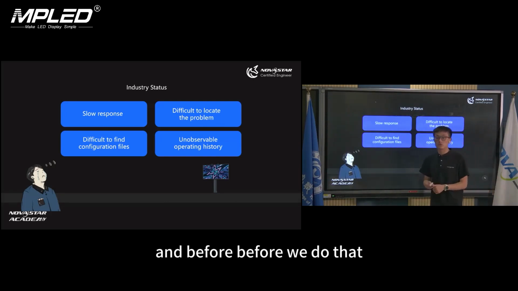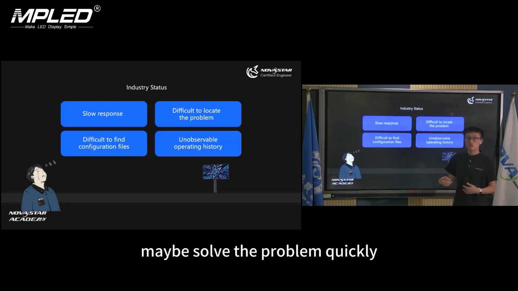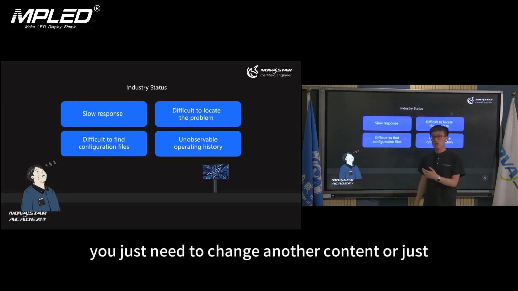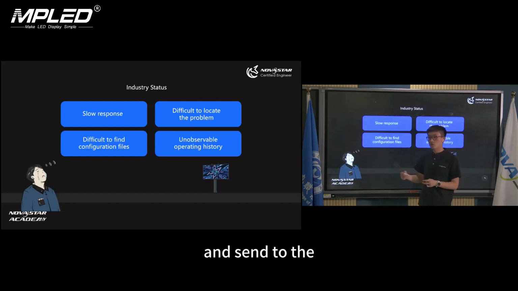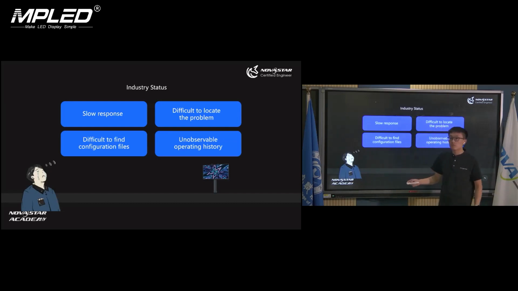Before we do that, it helps to have an experienced engineer go on set. It may solve the problem quickly. If it's just a little issue with the LED screen system, you just need to change the content or replace the module, and send the RCFJ files to the LED screen. A little issue like that can be solved.